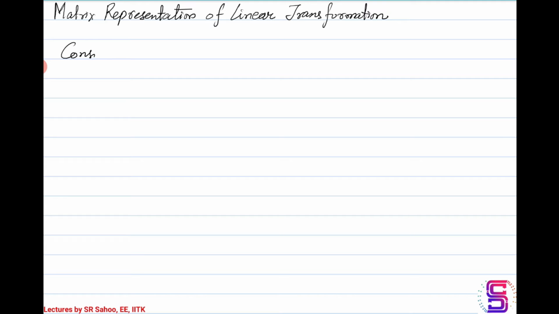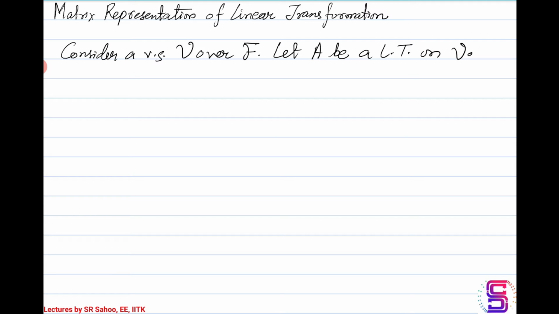So consider a vector space V over a field F. Let A be a linear transformation on the vector space V. So from the definition of linear transformation, we know that for all vectors in the vector space, you get a vector in the same vector space due to the action of this linear transform on the vector x.